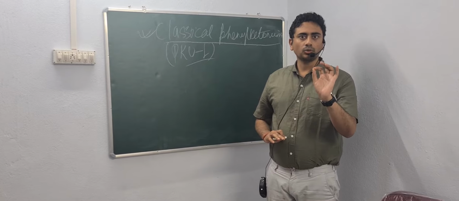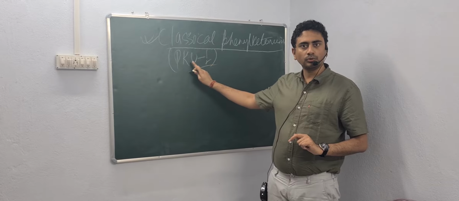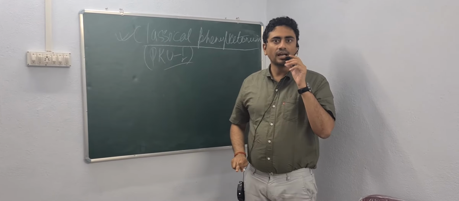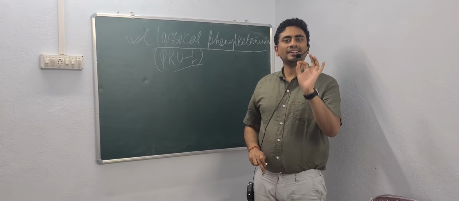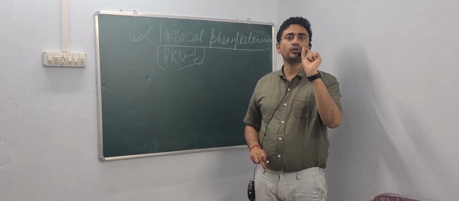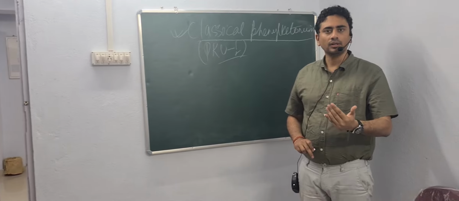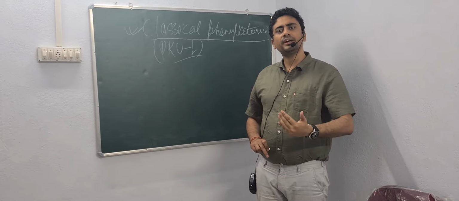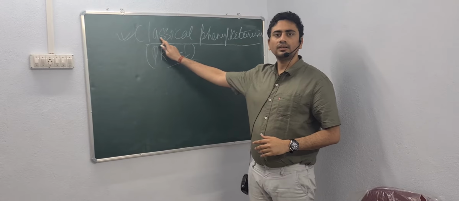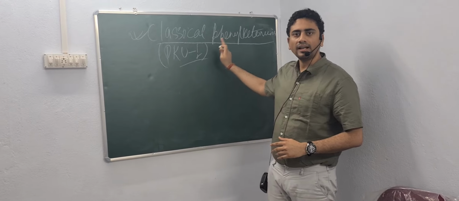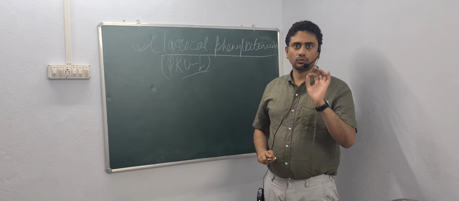Under classical phenylketonuria we have phenylketonuria type 1, and that happens due to mutation in the gene coding for the enzyme called phenylalanine hydroxylase. That gene for phenylalanine hydroxylase is present on chromosome number 12. It is an autosomal recessive disorder, and if both defective copies of the gene are inherited from the parents, this disease called classical phenylketonuria happens. And remember, it is the most common inborn error of amino acid metabolism. So you should remember this.